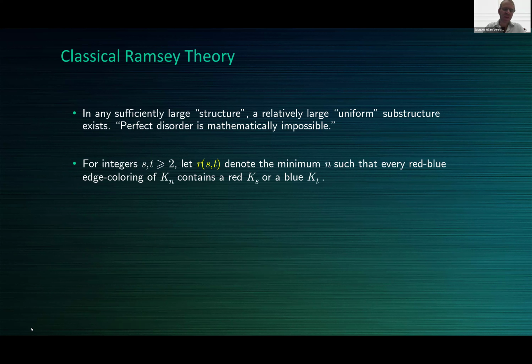So essentially for two integers s and t, at least two, we let r(s,t) denote this Ramsey number, which is the minimum number n, such that no matter how you color the edges of a complete graph with n vertices red and blue, you're guaranteed to get either a red K_s or a blue K_t. Here, K_n denotes the complete graph of order n. So this is, in some sense, a generalization of the pigeonhole principle: in these large complete graphs, no matter how you color, you get these monochromatic substructures.